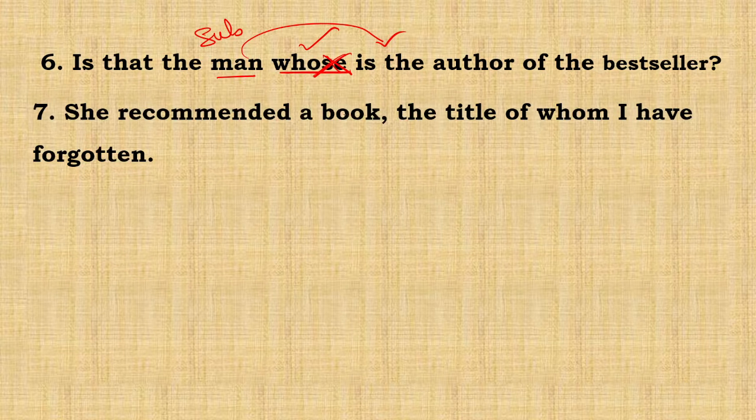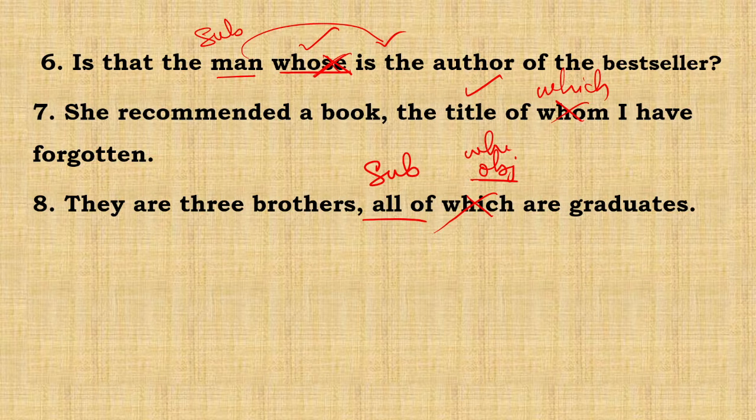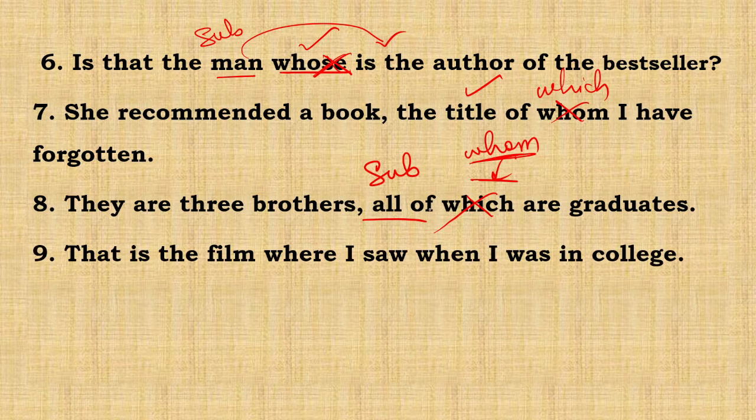Next, she recommended a book. The title of whom? We are speaking about the title of a book. Title of a book must be used with which. I have forgotten. Okay. Next, they are three brothers, all of which are graduates. Here in the place of which you must use an object. What is the object of whom? Can you tell me your answer? Your answer is whom. Okay. Remember, not who. All of who are graduates is wrong. All of whom are graduates is correct.